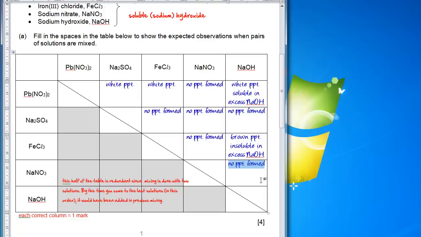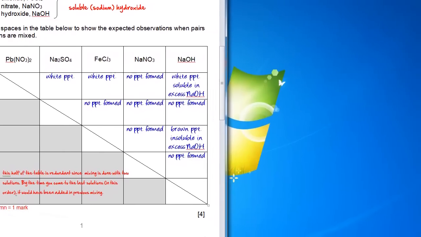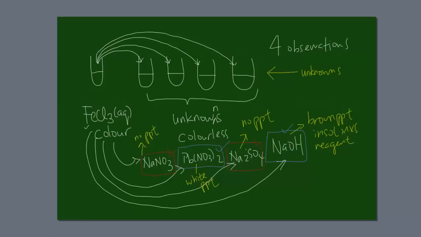Let us look at the sodium sulfate. Sodium sulfate gives a white PPT with lead nitrate. No PPT with sodium sulfate, no PPT with FeCl3, no PPT with NaNO3, no PPT with NaOH. Okay, so I think we have a solution over here. We are going to make use of PbNO3, which we have positively identified, to distinguish Na2SO4 and NaNO3.